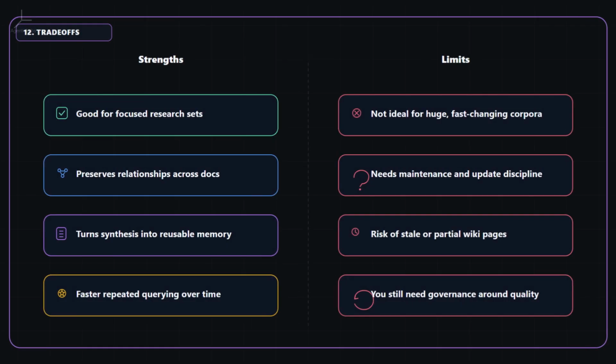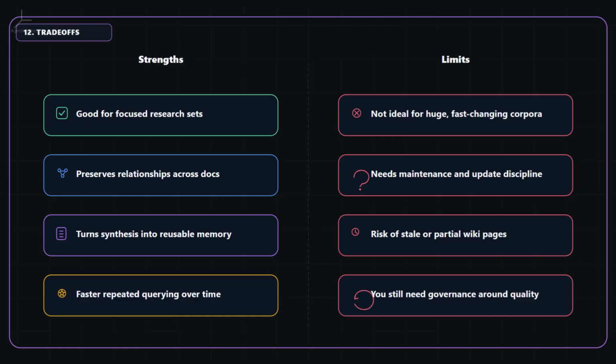Now we come to the limits. The first challenge that we see is scale. A flat markdown wiki with a single big index is not a scalable primary architecture for very large corpora. Karpathy explicitly says that the simple approach works at moderate scale and suggests adding proper search over markdown as the wiki grows.